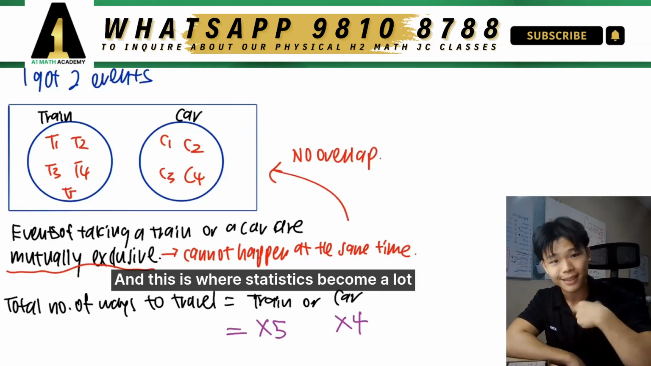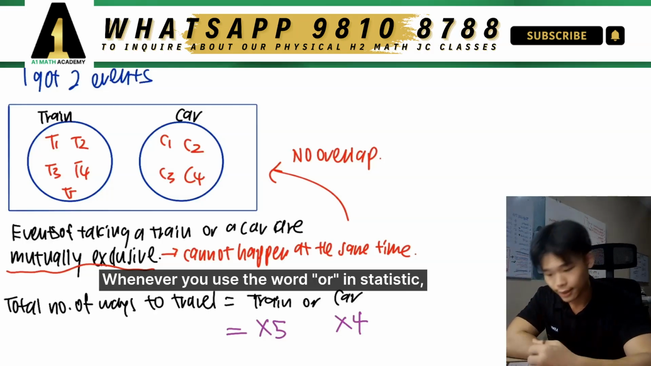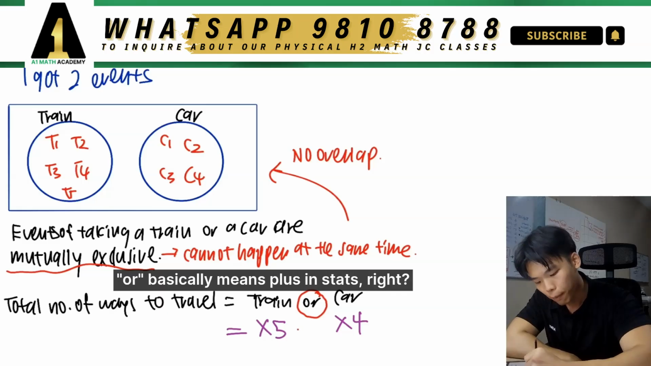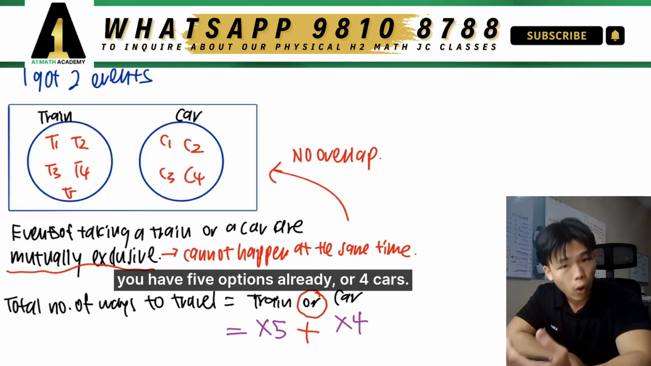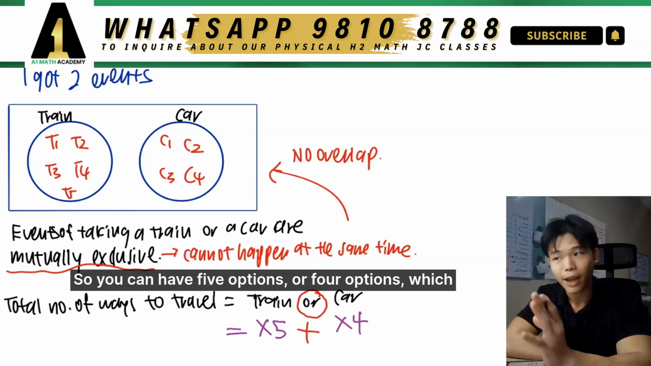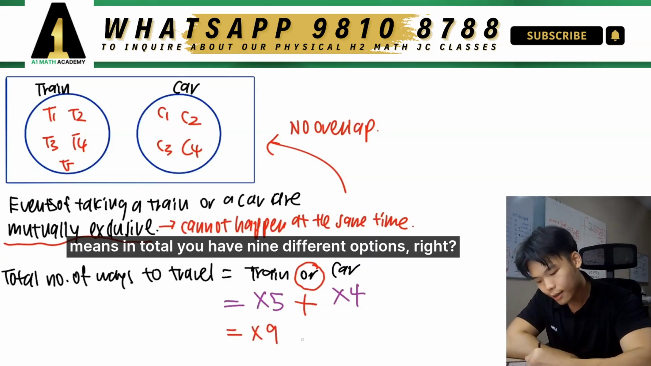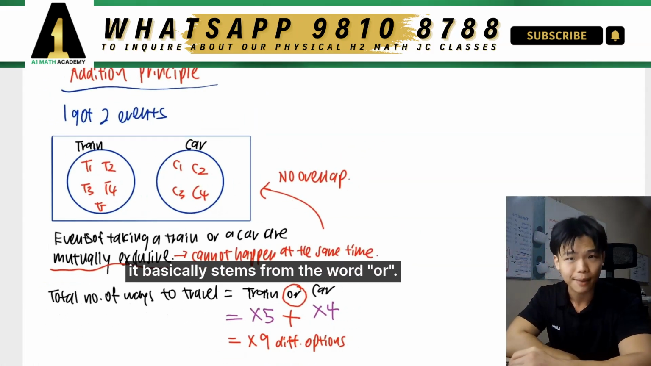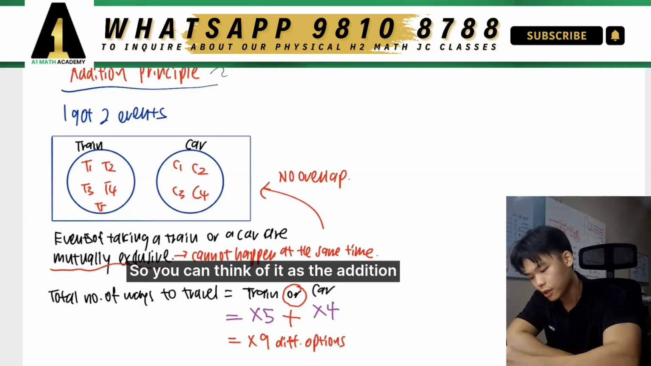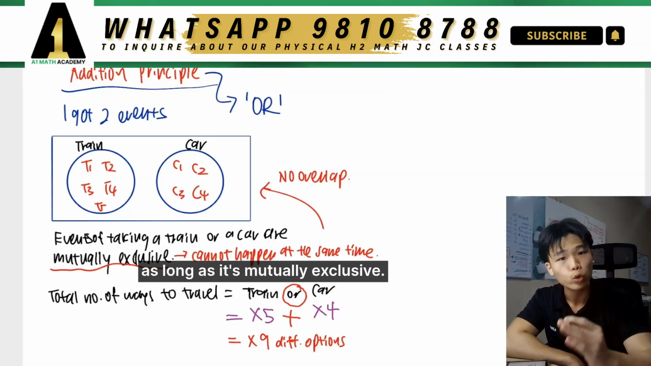I can either take a train, which has 5 options, or a car with 4 options. This is where statistics becomes a lot easier when you realize one thing: whenever you use the word or in statistics, or basically means plus. You can have 5 options or 4 options, which means in total you have 9 different options. So this is the addition principle. The plus sign stems from the word or, as long as the events are mutually exclusive.